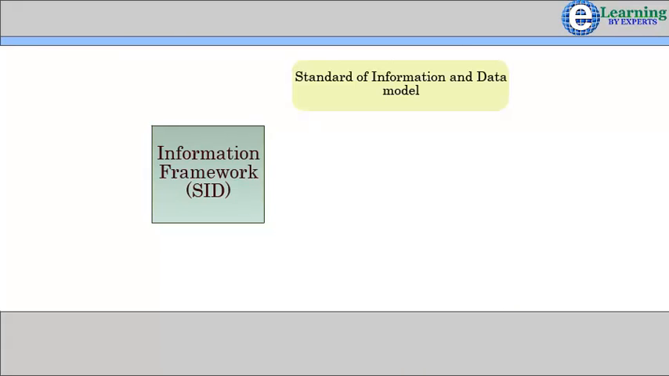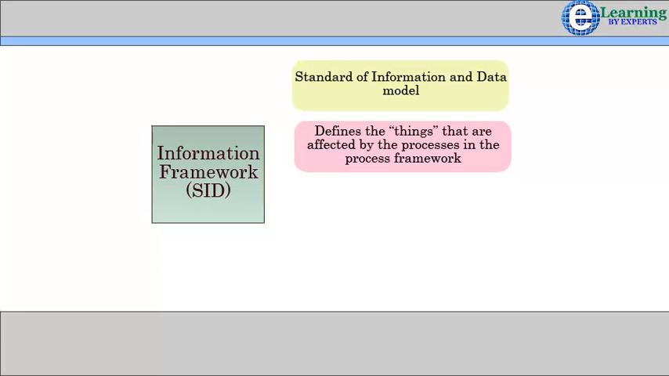Information framework provides the standard for information and data model. The information framework analysis model scope covers all of the information required to implement use cases based on the business process framework processes. Information framework defines the things that are affected by the processes in the process framework.